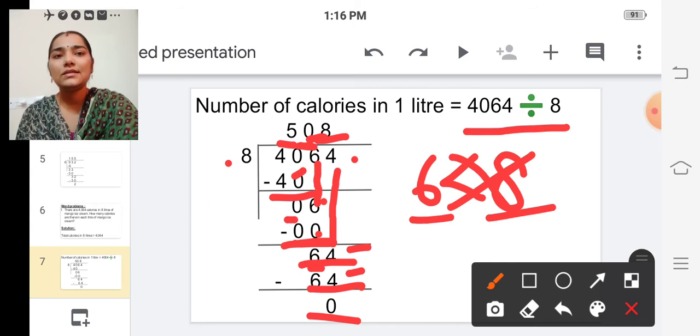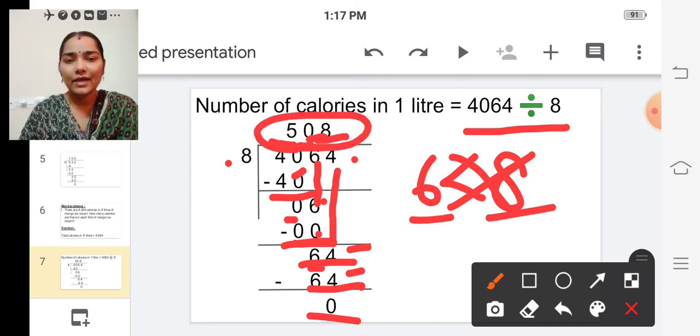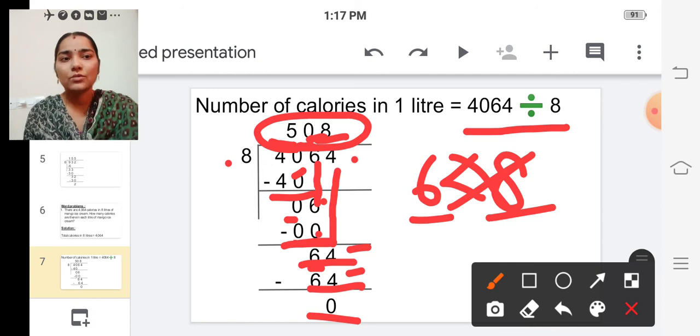So the answer is 508. So the number of calories in 1 liter is 508. In 1 liter, how many calories are there? 508 calories are there in 1 liter. Have you all understood? Yes. So shall we see one more problem?